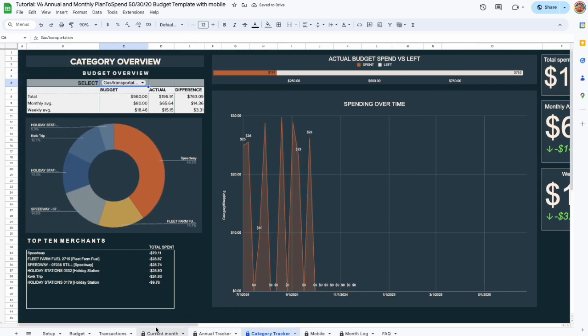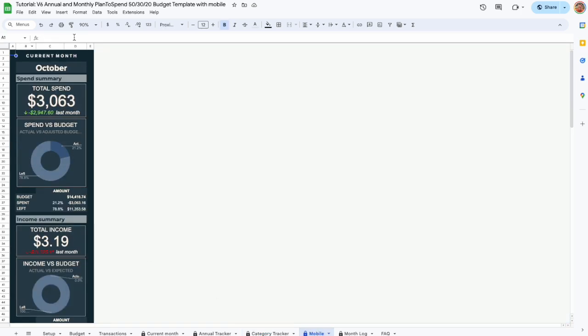The last tab is really just intended for use on your mobile device. It pulls a few of those must-have stats out about your current month, current year, actual income, actual spend versus budget. I definitely recommend using the Google Sheets app if you plan to use this on your phone, and then just using this tab, which is going to be optimized to those smaller viewports. That's pretty much it.